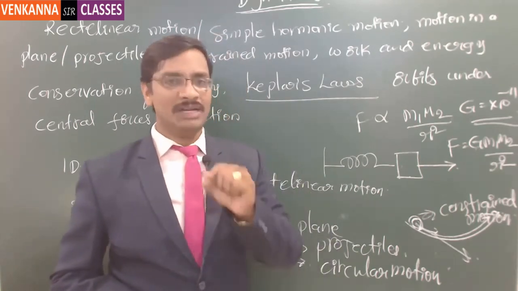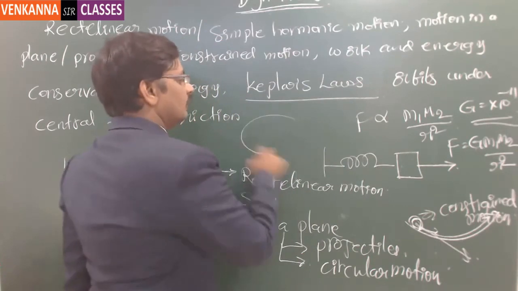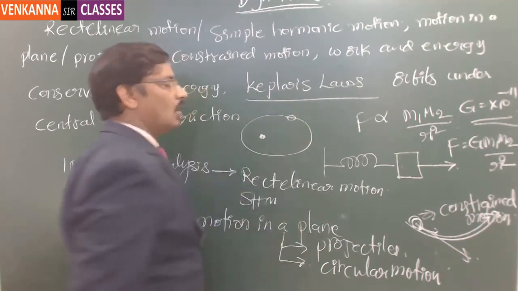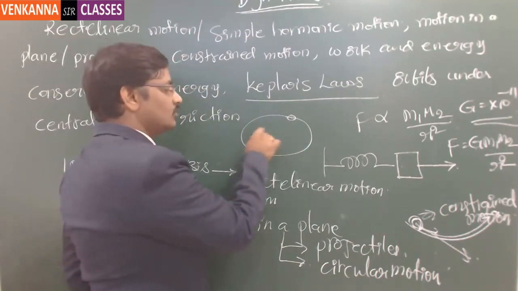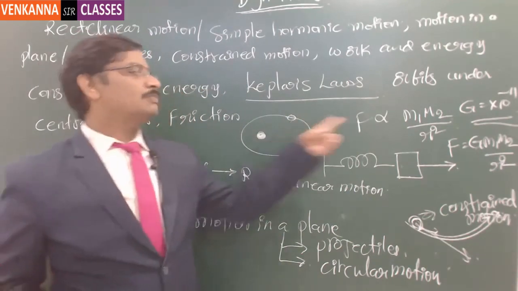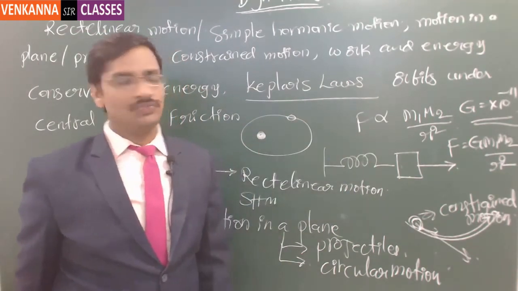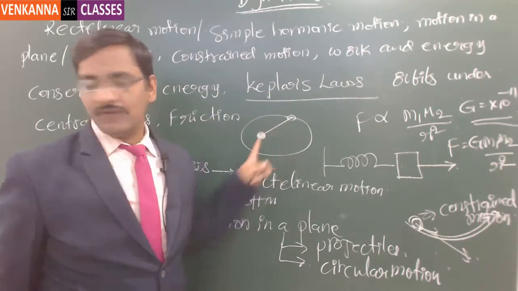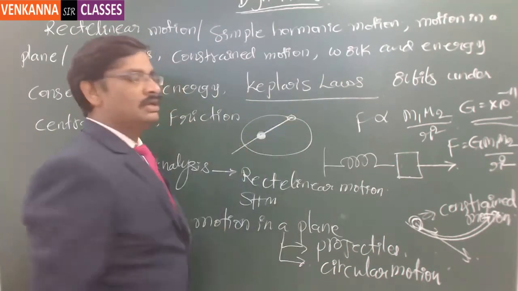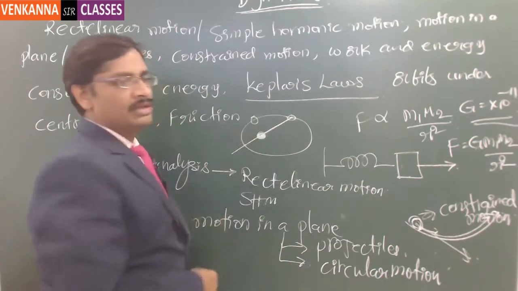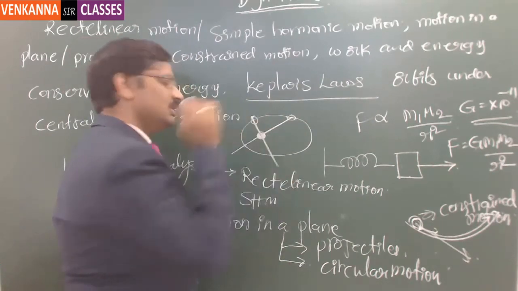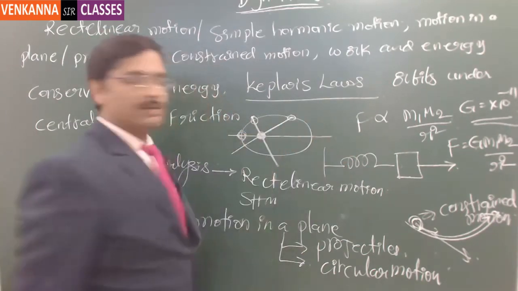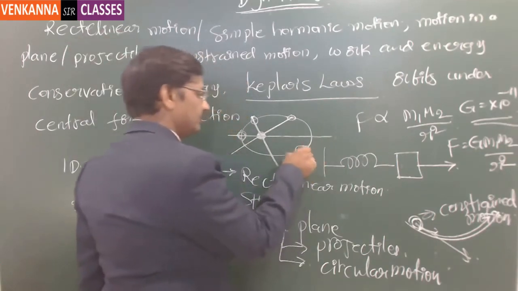Central force, by definition, is this: suppose I take the Sun at this particular point and the Earth is moving in an elliptical orbit like this, with the Sun located here. Then, as per Newton's law, there will be an associated force between these two. The force is always along the line joining the two masses. This is the line of action of the force. When the mass is moved to this location, the force of attraction is on this particular line. If the mass is at this location, the force is on this line.